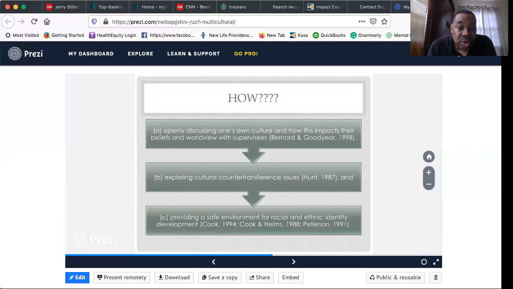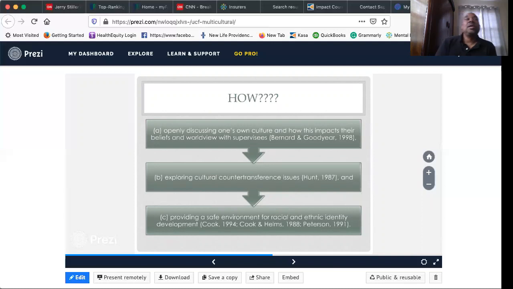So the how is, right? Openly discuss one's own culture and how this impacts their beliefs and worldview. So talk about your own culture, explore cultural transference issues. I always have a problem saying that word. Talk about that. Provide a safe environment, right, for racial and ethnic identity development. Right before your eyes, guys.